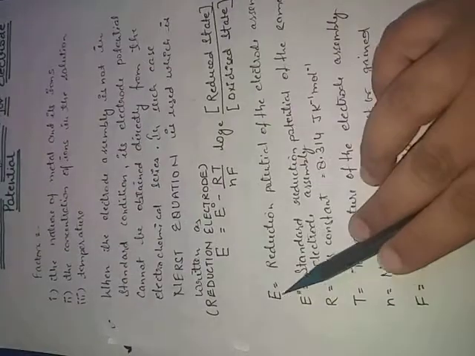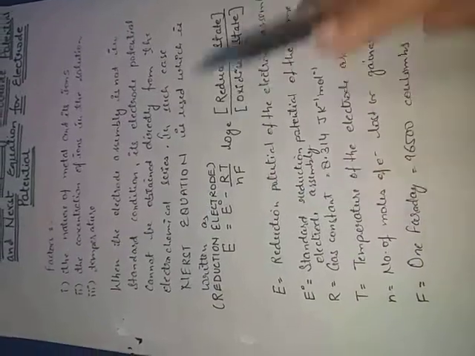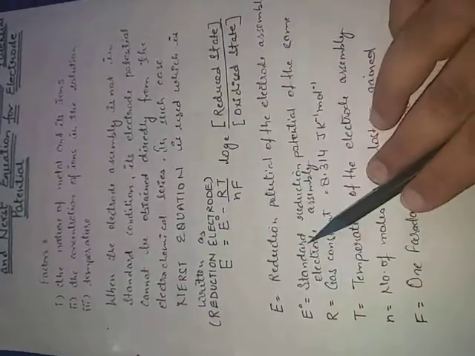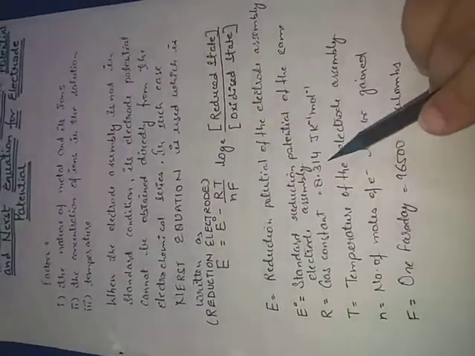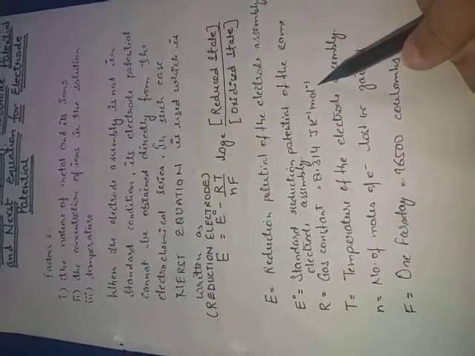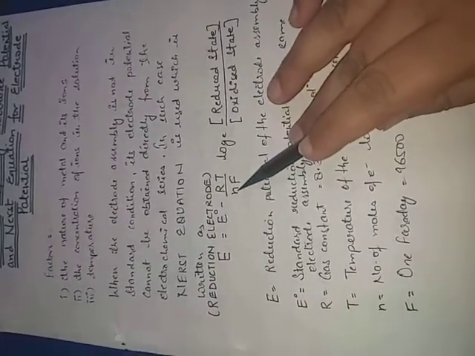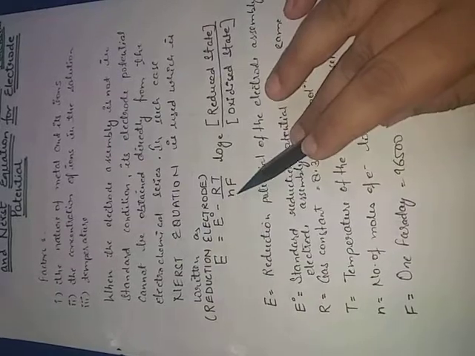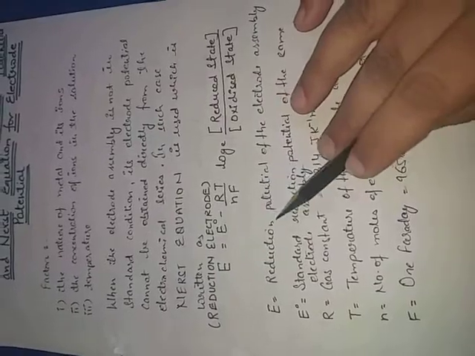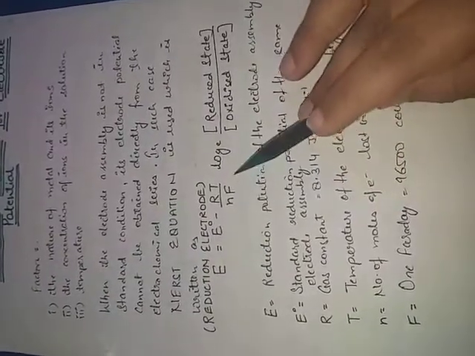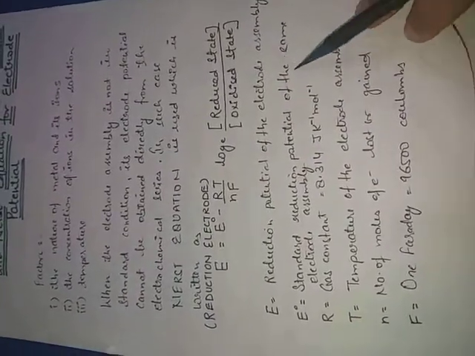See here, this E is the reduction potential of the whole electrode assembly. E naught is the standard reduction potential of the same electrode assembly. R is the gas constant, that is 8.314 joule Kelvin inverse mole inverse. T is the temperature of the electrode assembly. n is the number of electrons lost or gained, because here a redox reaction takes place and electrons are lost or gained by the electrodes. And F is 1 Faraday, that is 96500 coulombs.